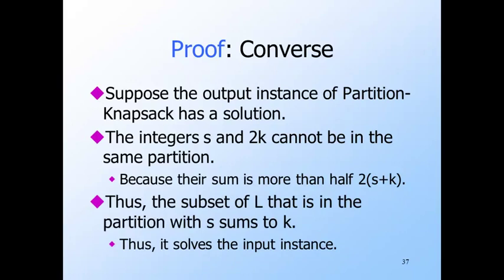Now look at the input instance of knapsack with target. We just showed that there is a subset of L that sums to K, so this subset is a solution to the input instance. That completes the proof that the input instance has a solution if and only if the output instance has a solution. We therefore have a valid polytime reduction from knapsack with target to partition knapsack, and we now know the partition knapsack problem is also NP complete.